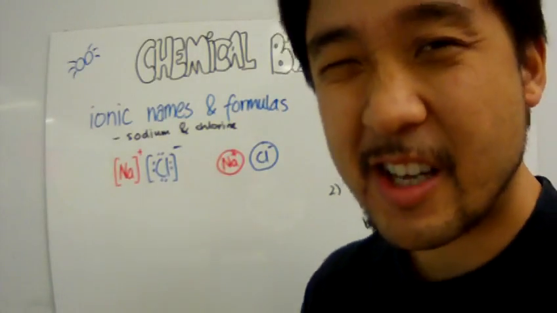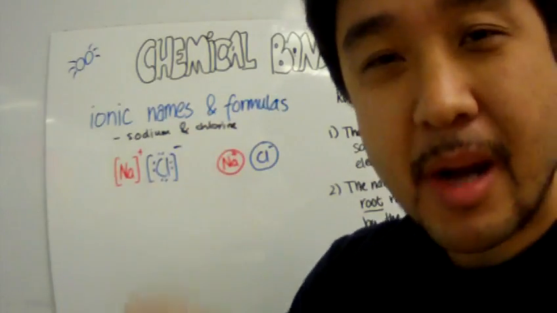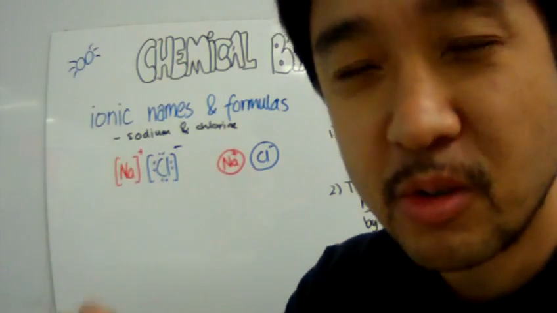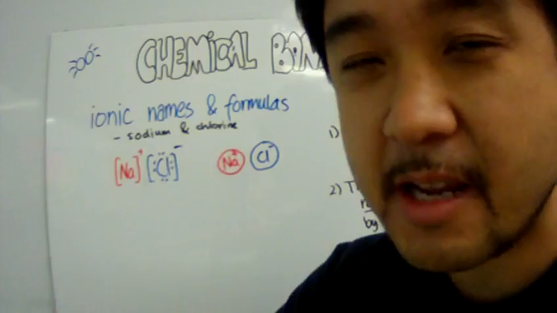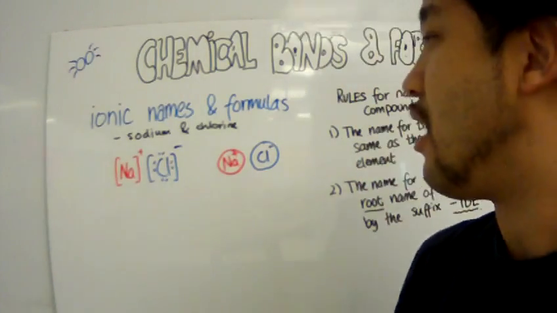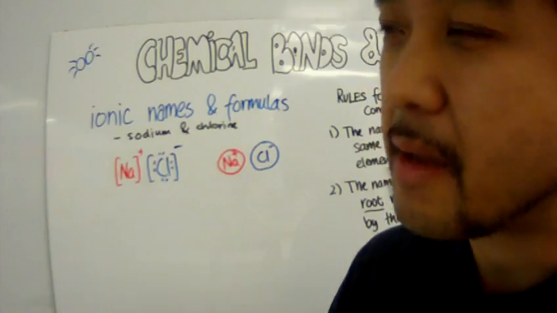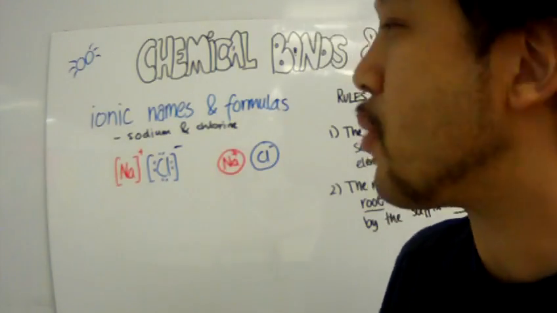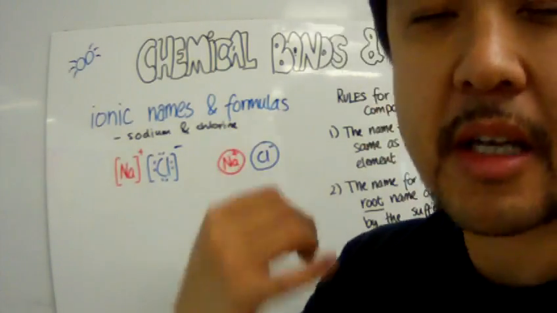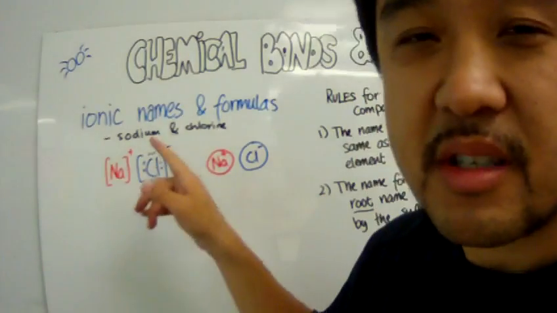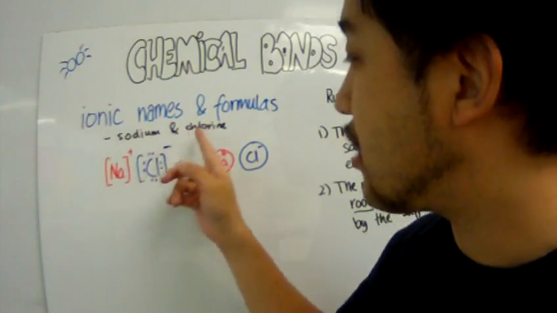Okay, now we're going to talk about again chemical bonds and formulas, and now we're going to take a look at how to write the names and formulas. All right, and we're specifically still going to talk about ionic compounds, but more importantly, simple ionic compounds. Okay, here we have an example, sodium and chlorine.